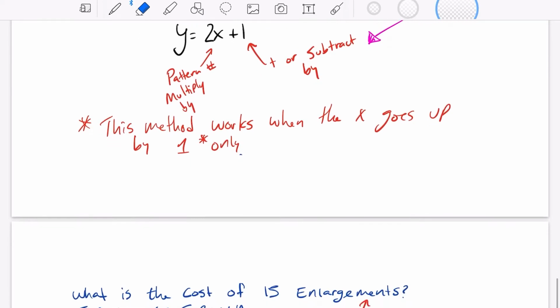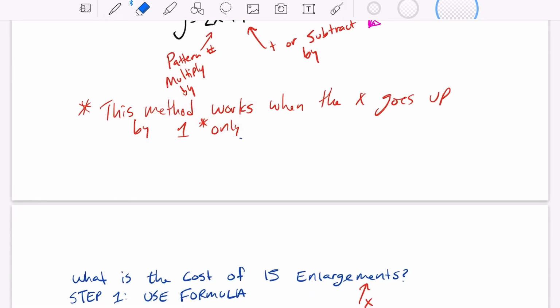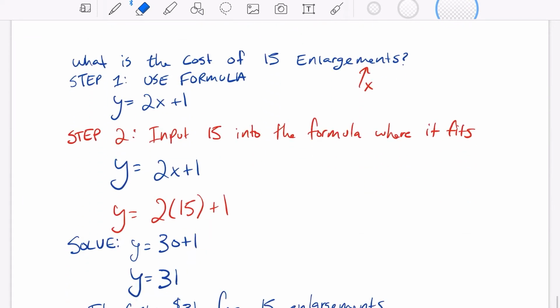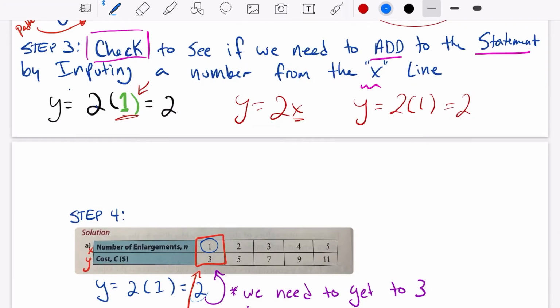It's about the same thing, but it only works when you have the x value here goes up by 1. So the next question that was asked in that big problem was, what is the cost of 15 enlargements? So if I look back here to the graph, the number of enlargements is here, and the table only went up to 5. So I want to know how much it's going to cost if I extended the graph all the way out to 15. How much would it cost for 15 copies?